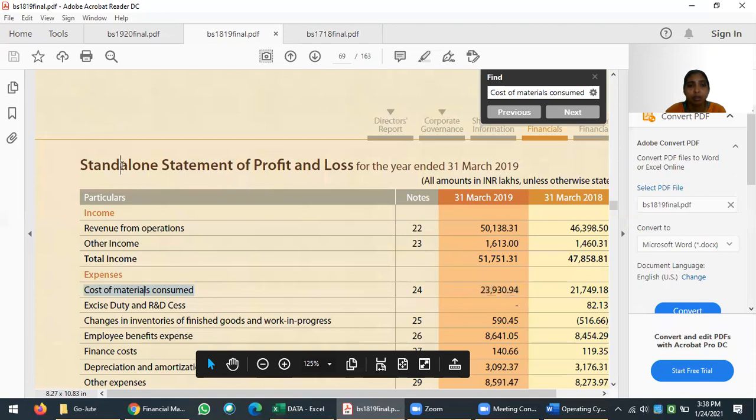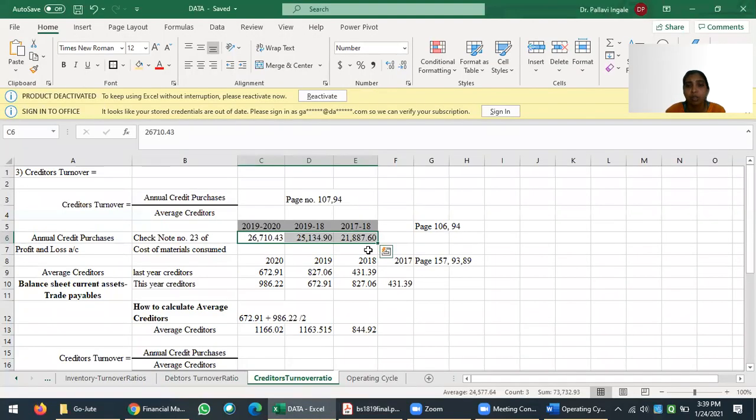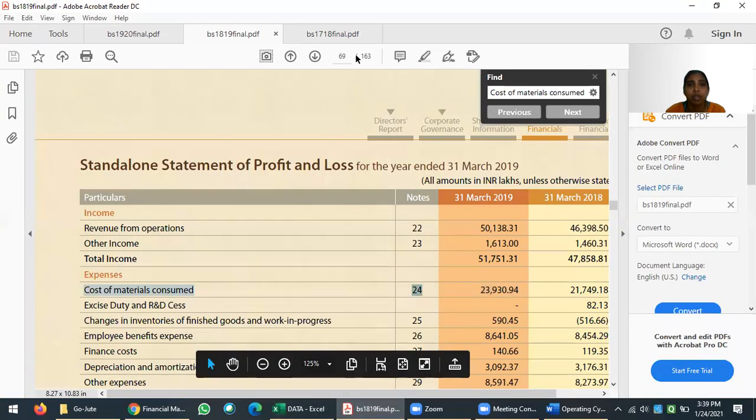This is given in the standalone material consumed. I have to go to the specific working note 24. So I know now the page number is 94. So I'm going directly to 94.